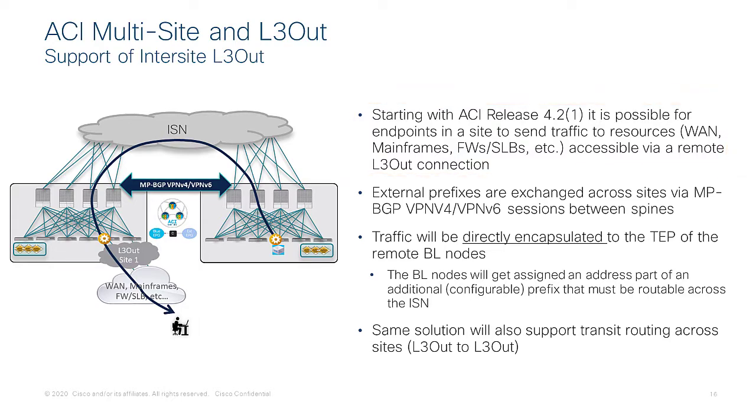In order to enable this functionality, we have to do two things. First of all, we have to ensure that external prefixes learned from the L3 out in a site are exchanged across sites. And in order to do that, we added to the EVPN adjacency that already exists between spines of fabrics that are part of the same multi-site domain a VPNv4 or VPNv6 peering to be used to basically communicate external prefixes across sites.